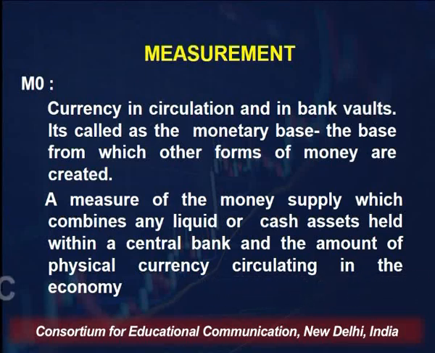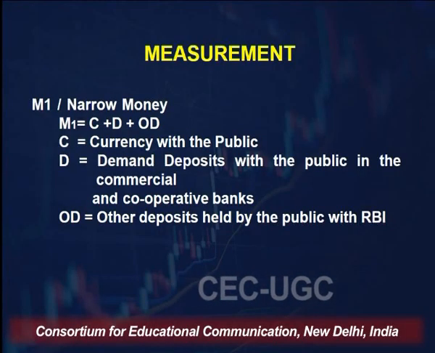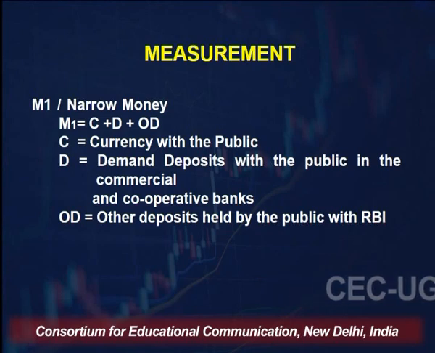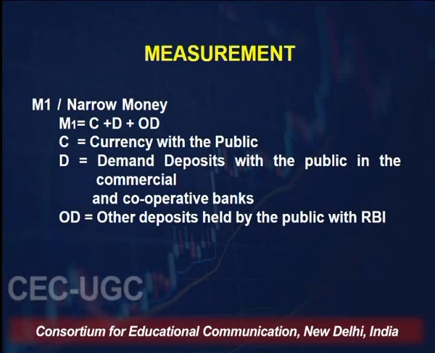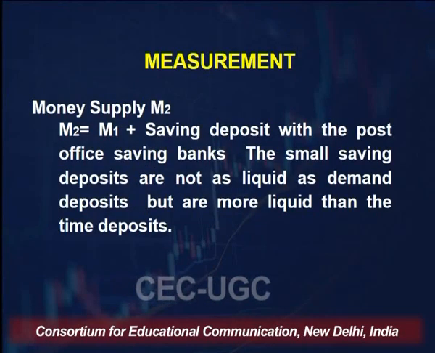It is a measure of the money supply which combines any liquid or cash assets held within a central bank and the amount of physical currency circulating in the economy. Then M1, that is narrow money. M1 is equal to C plus D plus OD, which I have already discussed. That means currency with the public, demand deposits and other deposits with the public.